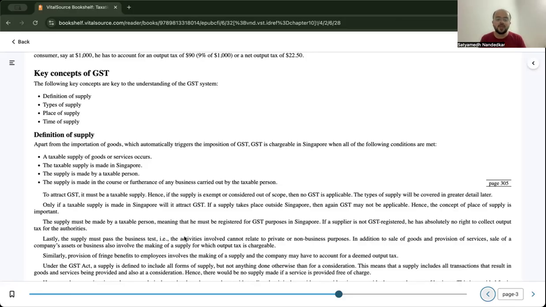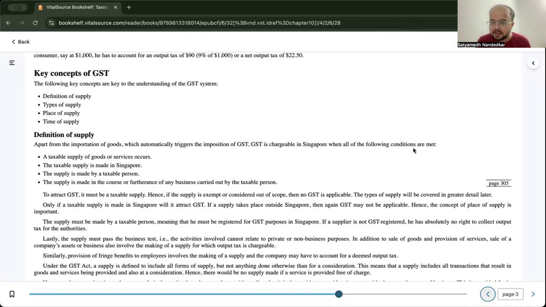Then the person must be a taxable person, meaning that the person must be registered for GST purposes in Singapore. If he is not registered, he has absolutely no right to collect output tax for the authorities. Now, this needs a little discussion.